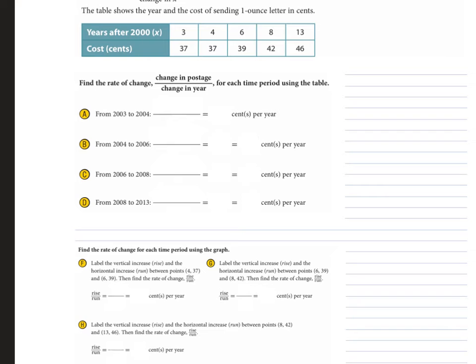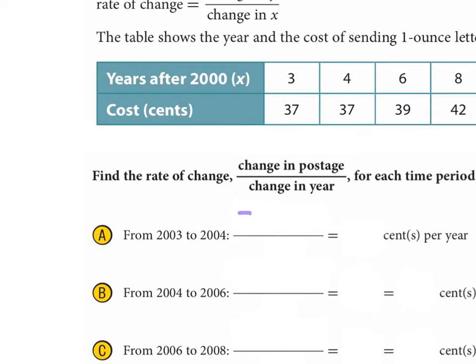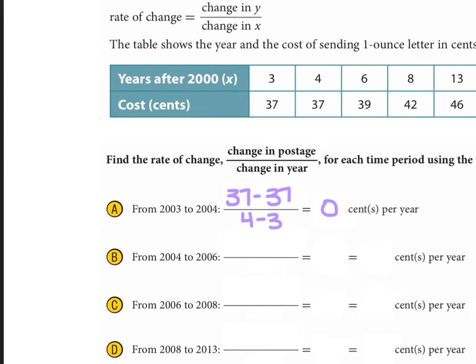it tells us to find the rate of change by using the change in postage over the change in year for each time period using the table. So it first asks us from 2003 to 2004. So the cost from 2003 to 2004 is from 37 to 37. So we can say that the change in the postage is 37 minus 37, and the change in the year is 4 minus 3. The 37 minus 37 is 0, and 0 over anything is 0. So that change there is 0.